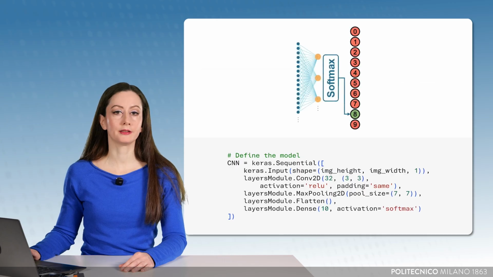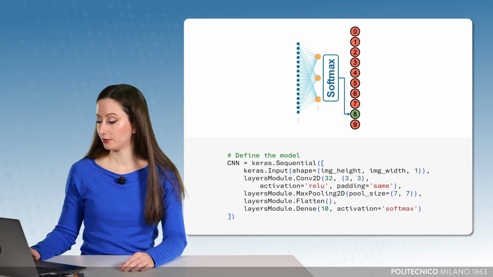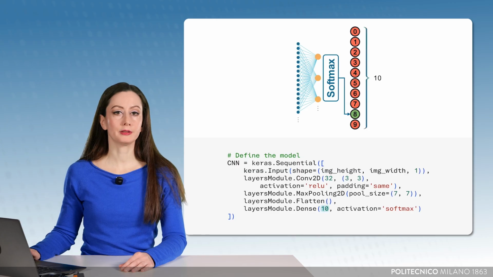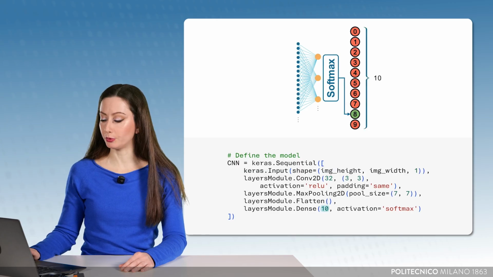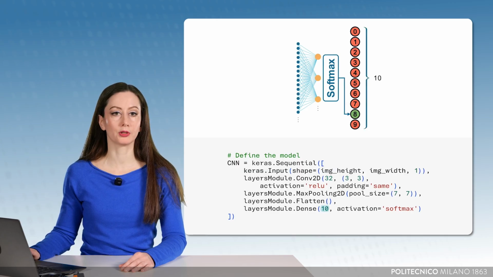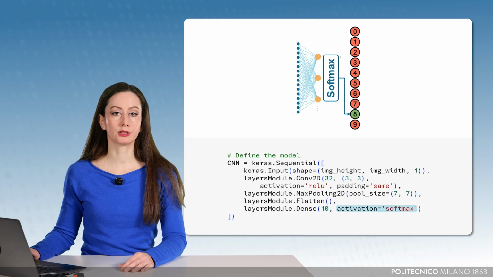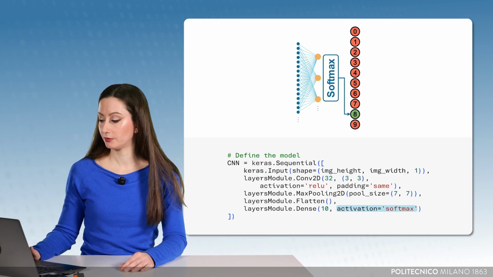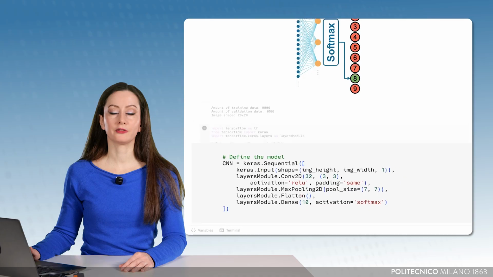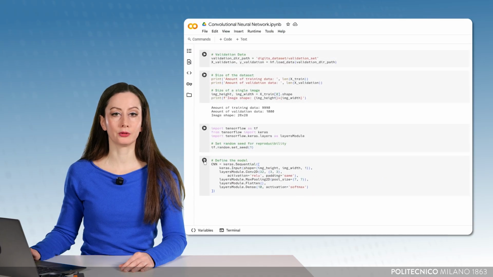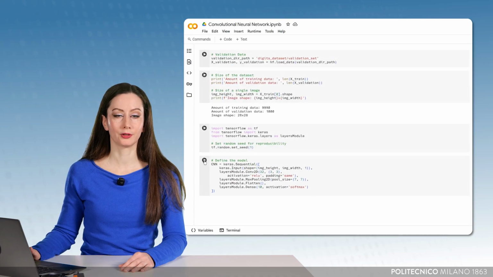The dense layer is then the final layer in our convolutional neural network architecture. The first argument, 10, defines the number of outputs corresponding to the 10 possible classes in our classification task that are the digits from 0 to 9. The second argument is the softmax activation function. And we have now finished defining our convolutional neural network architecture.